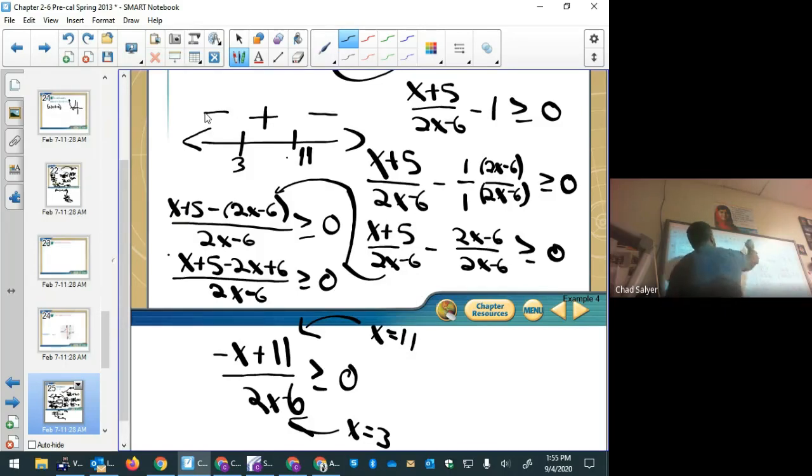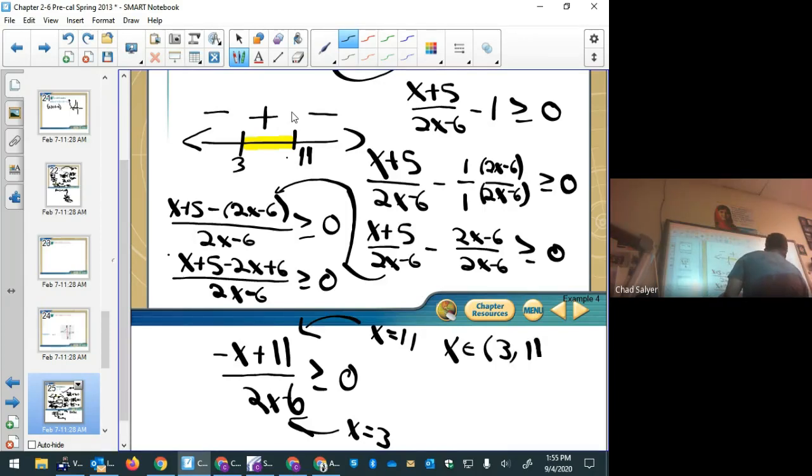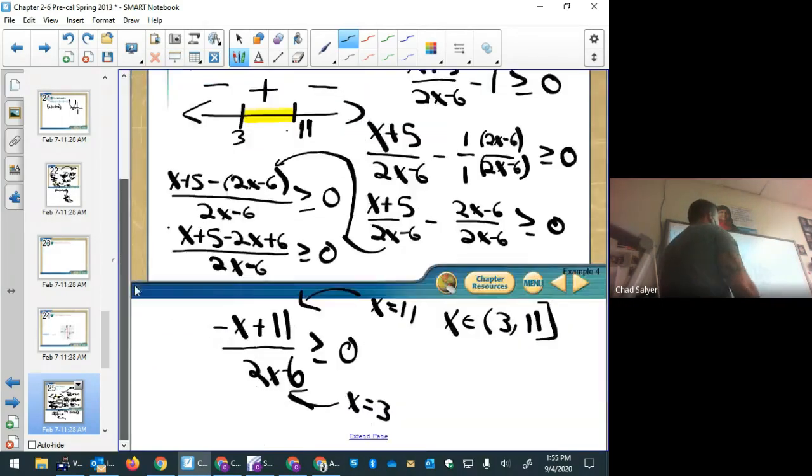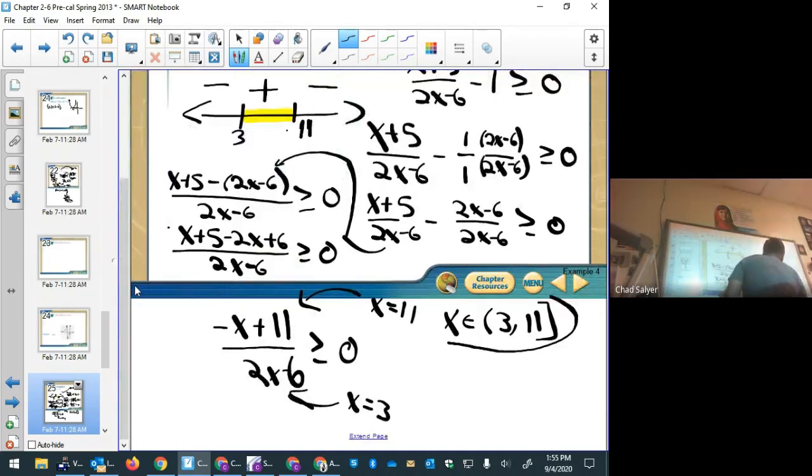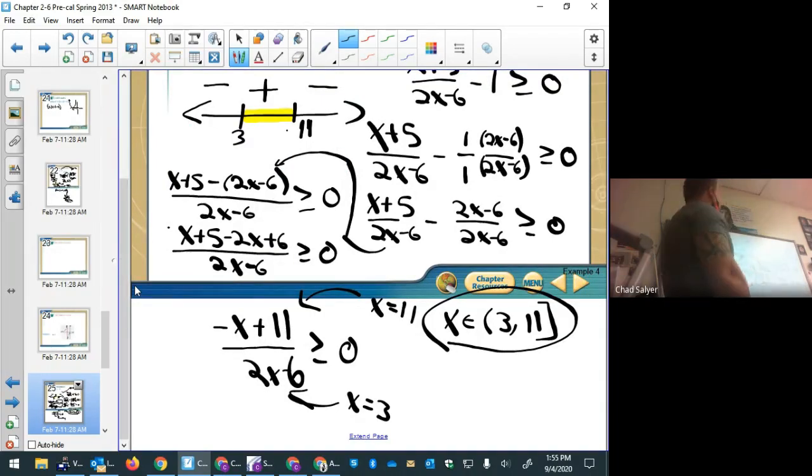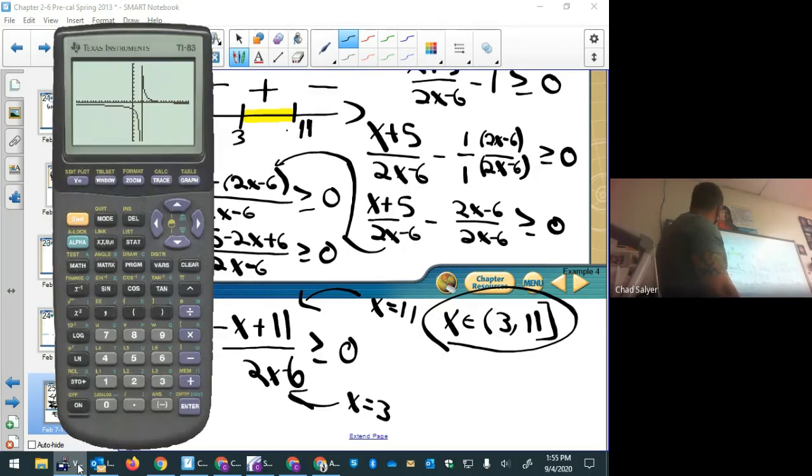So where is this greater than or equal to 0? Right here. But we have to be careful. Normally you would include both of those. But remember, x can never equal 3. It's outside of the domain. So that's where it's greater than or equal to 0, from here to 11, including 11.